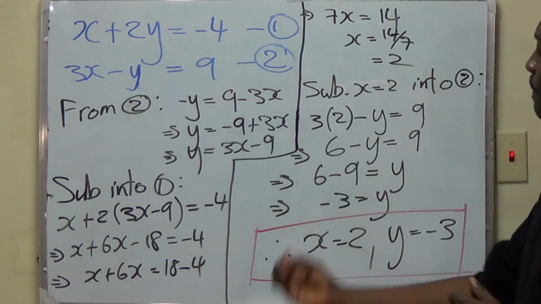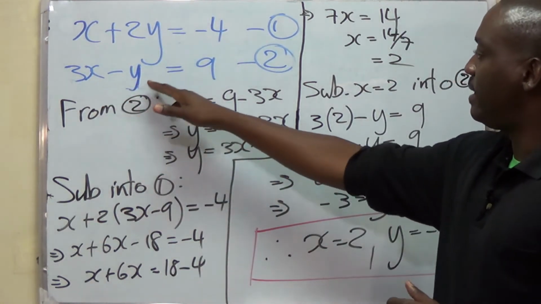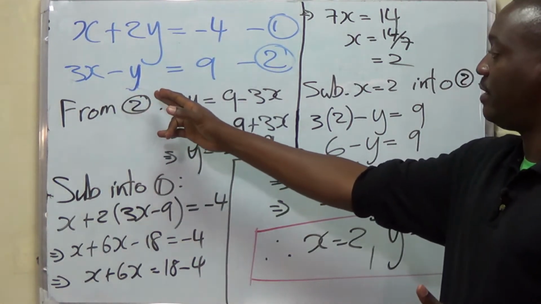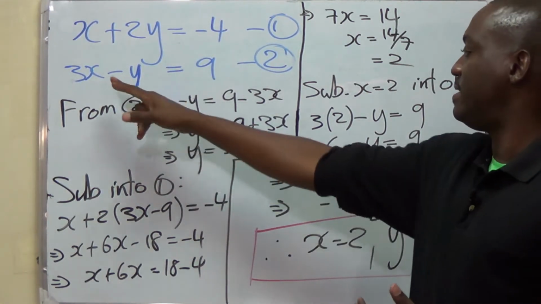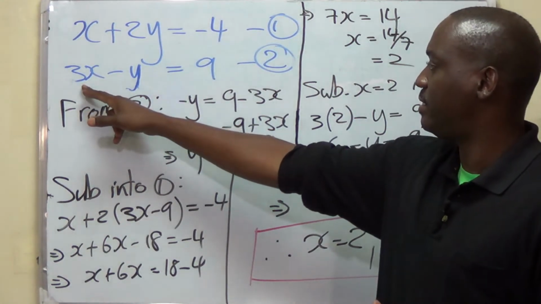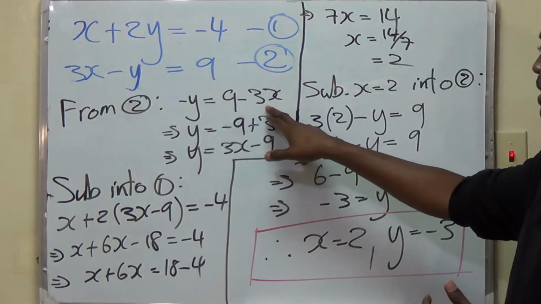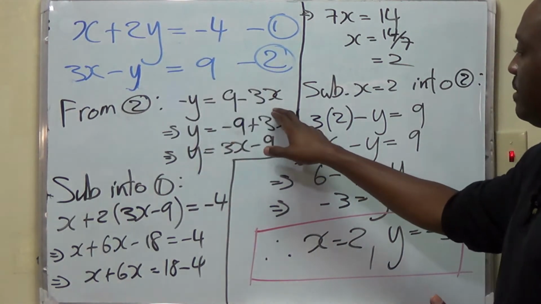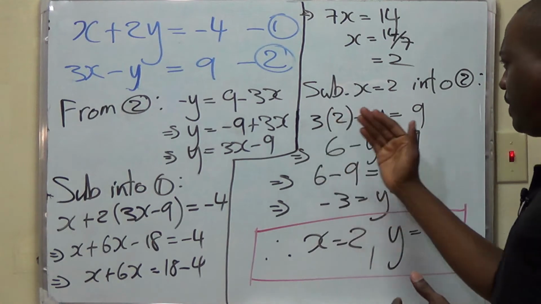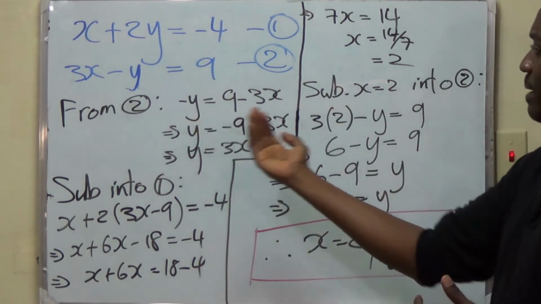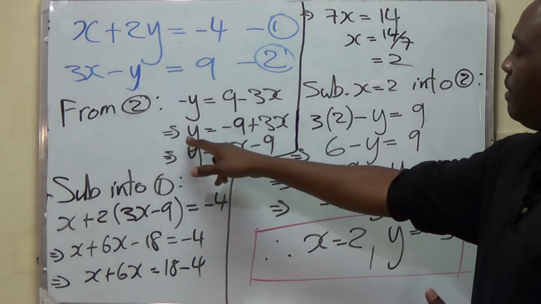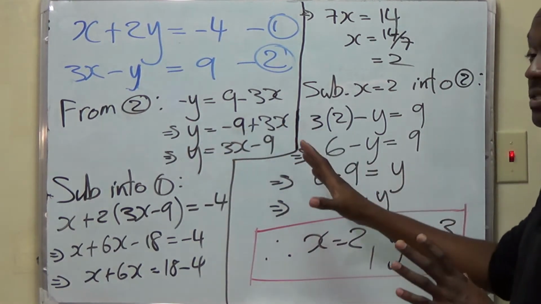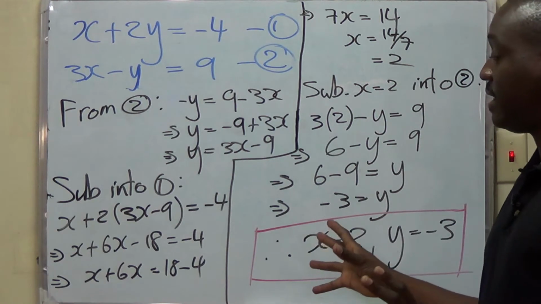So we go in. 3x minus y is equal to 9. So you want to make y the subject of the formula. The first thing you do is take the plus 3x and carry it over here and you get minus 3x. So you'll get minus y is equal to 9 minus 3x, and then you multiply throughout by minus 1 and you get plus y is equal to minus 9 plus 3x. In other words, all you do is just change the signs.